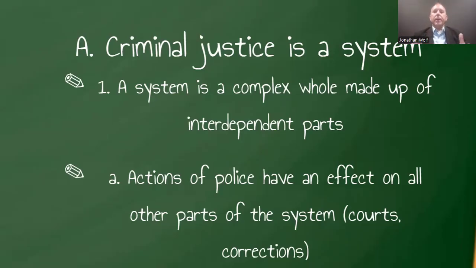So it's a system. It's a system made up of interdependent parts, right? So police, courts, corrections. Police have their goals, courts have their goals, corrections have their goals. But as we said earlier, protecting the rights and freedoms of everybody is the goal of all of us: police, courts, and corrections.